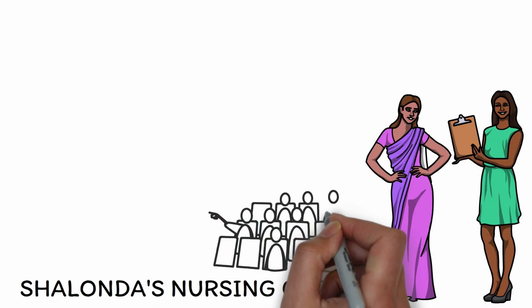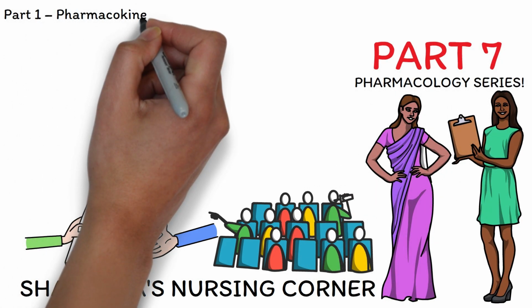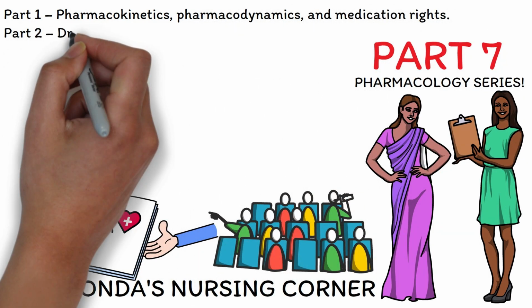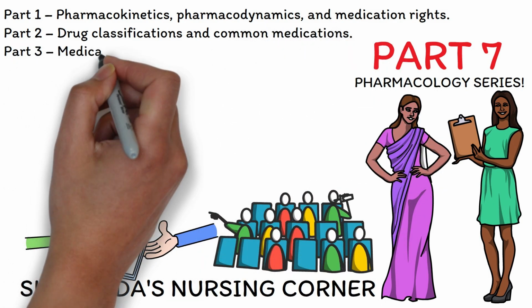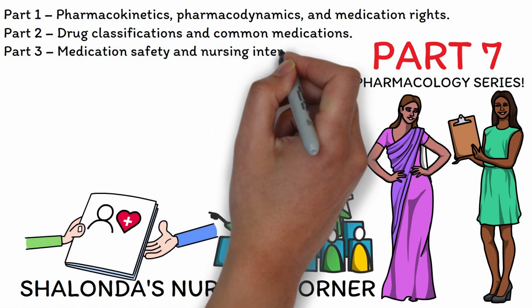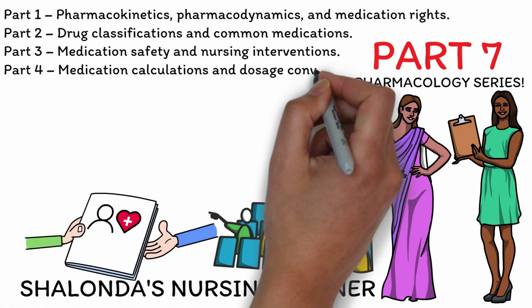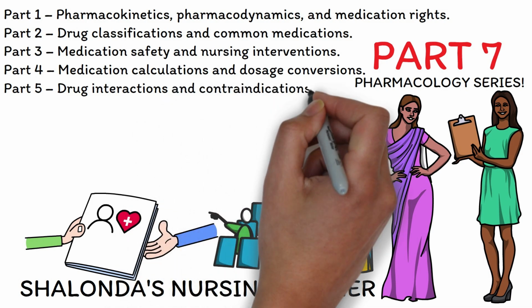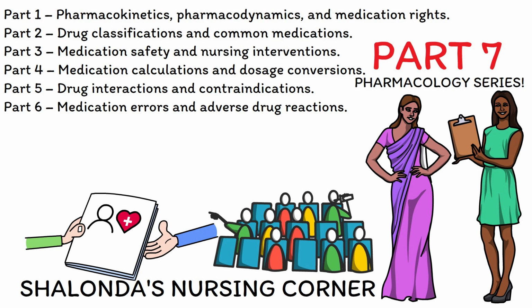If you're new here, I'm a registered nurse and this is part 7 of our Pharmacology Series. So far we've covered part 1, pharmacokinetics, pharmacodynamics, and medication rights. Part 2, drug classifications and common medications. Part 3, medication safety and nursing interventions. Part 4, medication calculations and dosage conversions. Part 5, drug interactions and contraindications. Part 6, medication errors and adverse drug reactions.